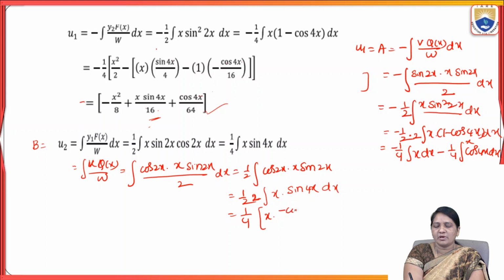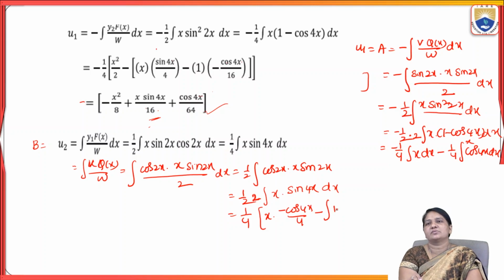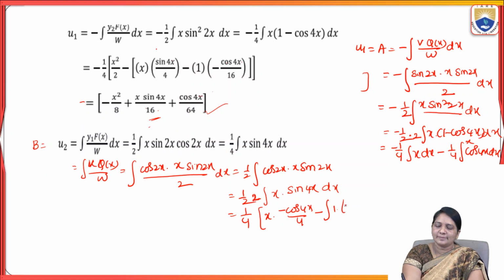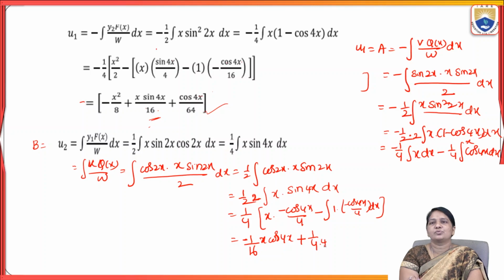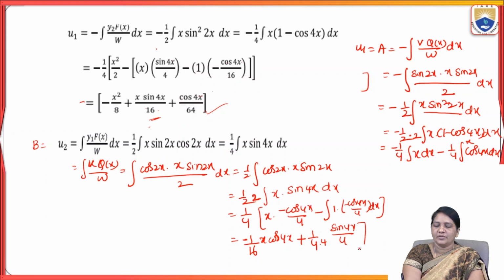So now 1 by 4 integral, using the u into v formula, u is x. Integral sin 4x is minus cos 4x by 4, minus integral u dash is 1, and here minus cos 4x by 4 into dx. What is the next step we can do here? 1 by 4, so 1 by 16, 4 4s are 16, right? So minus x into cos 4x. Here minus minus plus 1 by 4 is there, here one more 1 by 4. So integral cos 4x is sin 4x by 4. This is the value we can observe here.